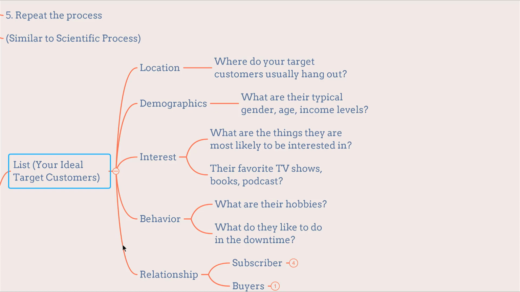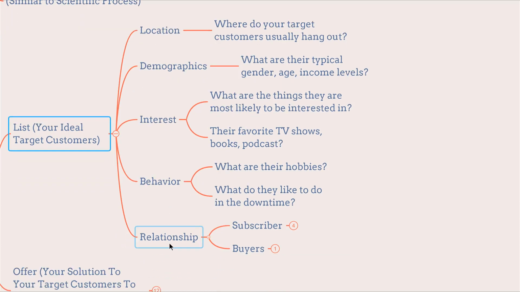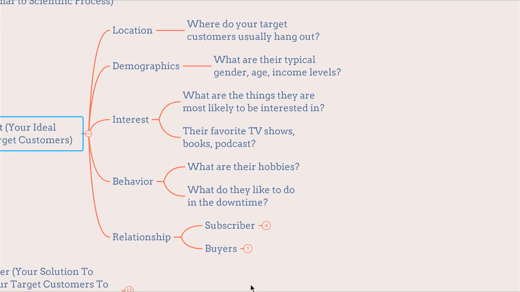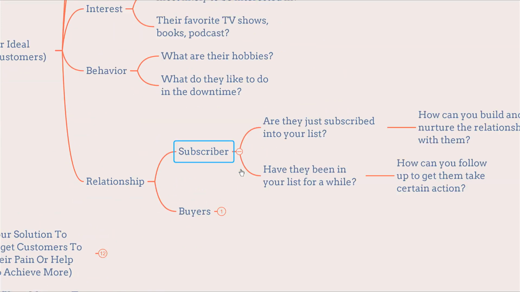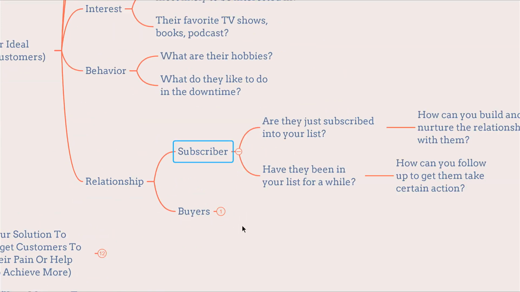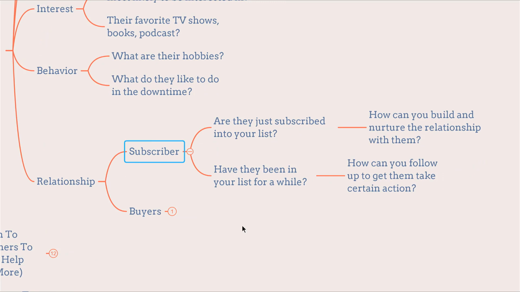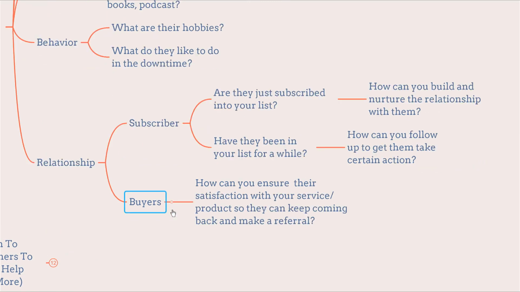70K or 80K? And interests are like what are the things they are most likely to be interested in? What are their favorite TV shows, books, and podcasts? Behavior will be like what are their favorite hobbies, what do they like to do in their downtime. And relationship will be whether they are just subscribers, just subscribing to your list, or have they been in your email list for a while, or they can even be a buyer.